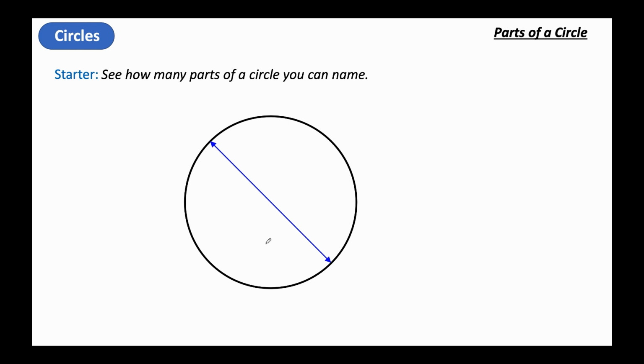But what if we go all the way across? Well, if we go all the way across, it's called a diameter. Again, it has to go through the middle. It's not just any old line from one side to another. If you have one line that goes from one side to the other, that is called a chord. But it's called a diameter when it goes through the middle.